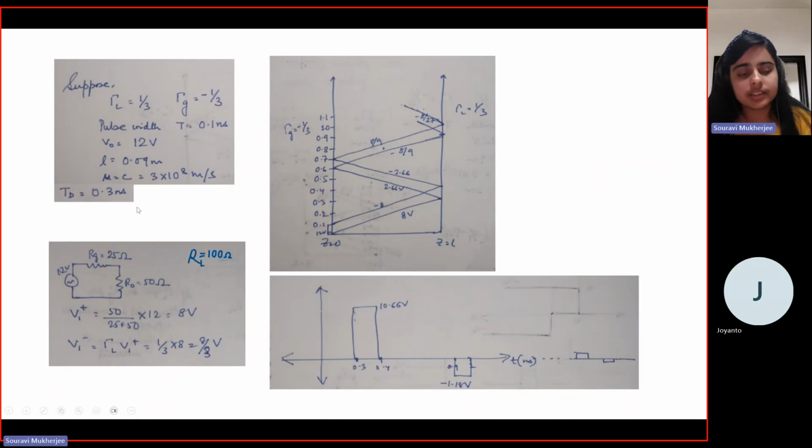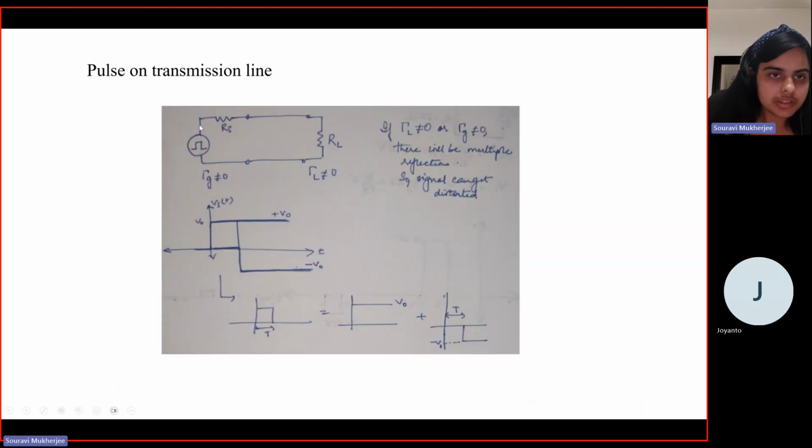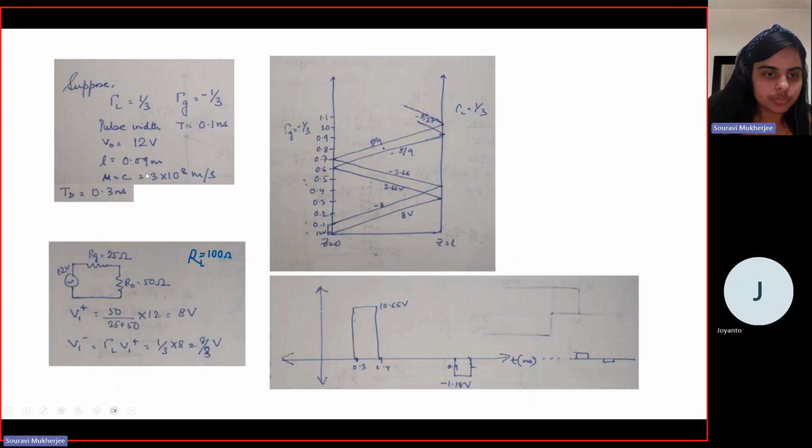Because the impedances are not matched, there will also be a reflection. This is the signal at this end. Once it transmits and reaches the load, there will be a reflection. And how much would the reflection be? That would be given as gamma L into V1 plus. So this will be the reflection that comes from the load end.